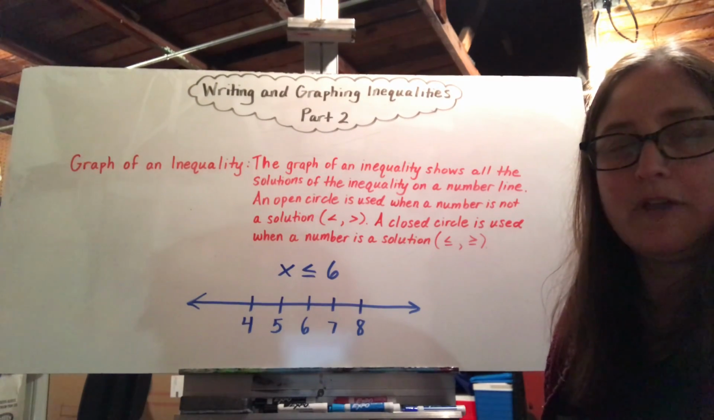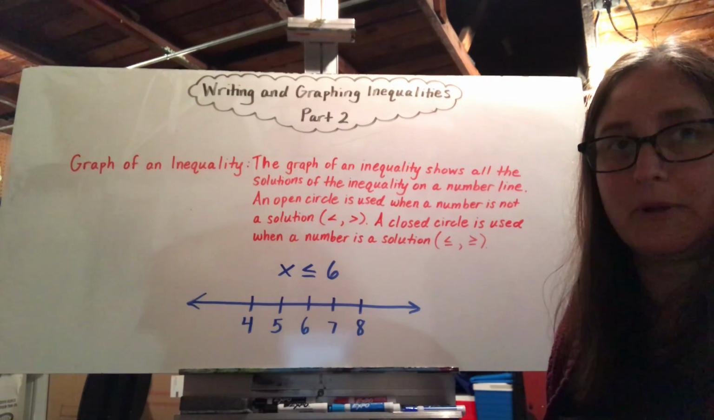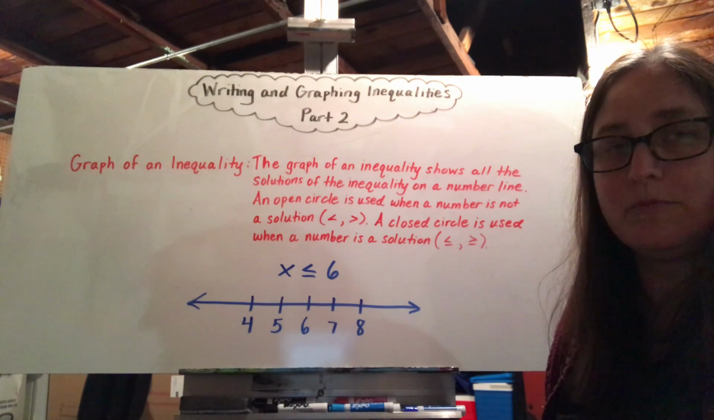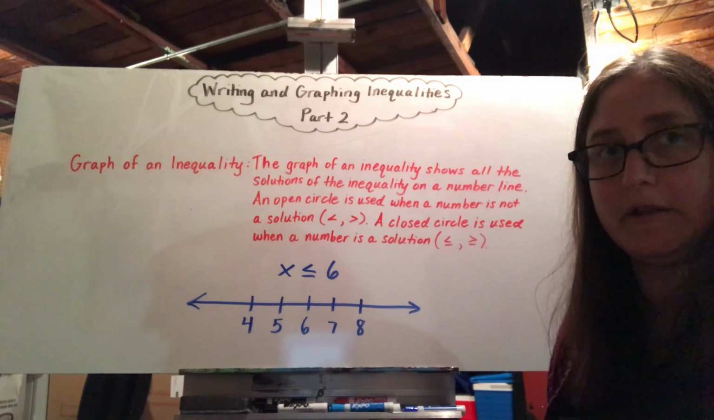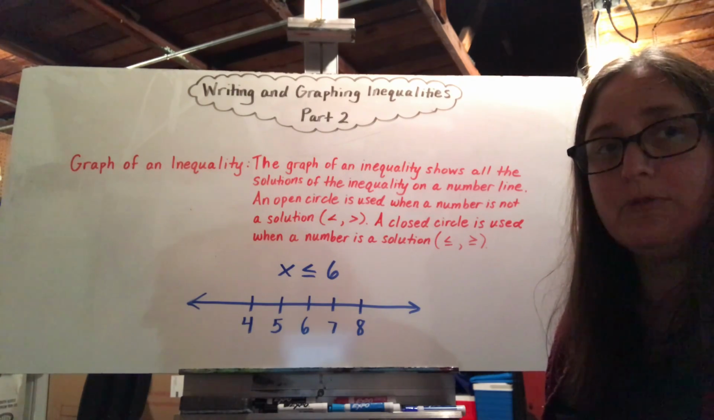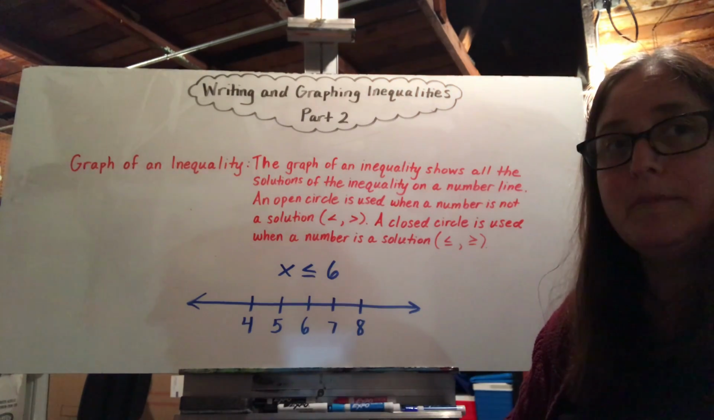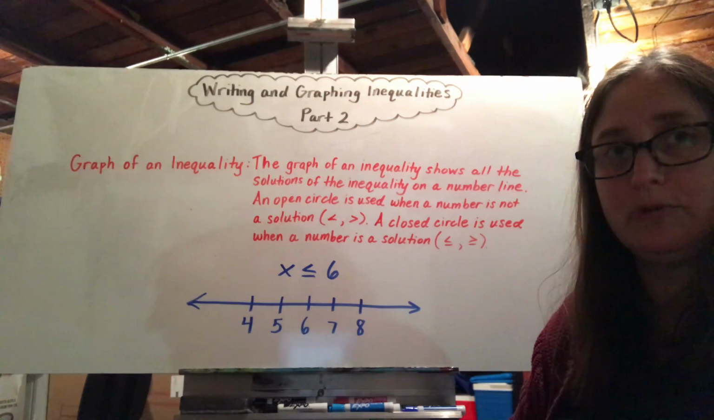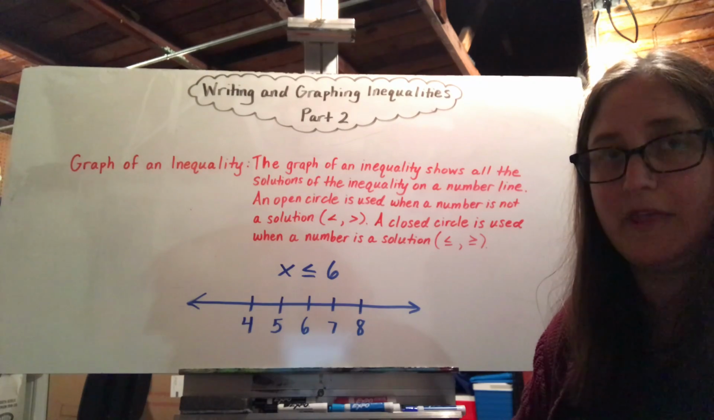This is Writing and Graphing Inequalities Part 2. The graph of an inequality is placed on a number line. On that number line, we are showing all the possible solutions for that inequality. When we're doing this, we use an open circle when we have a greater than or a less than sign, because the number we're comparing our variable to is actually not a part of the solution. It cannot be equal to that number.